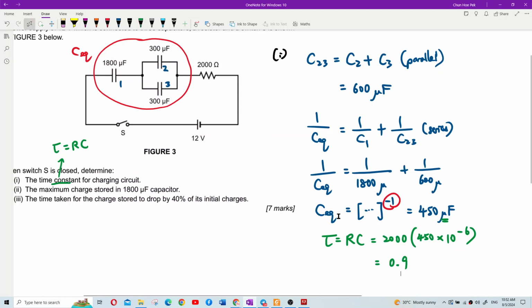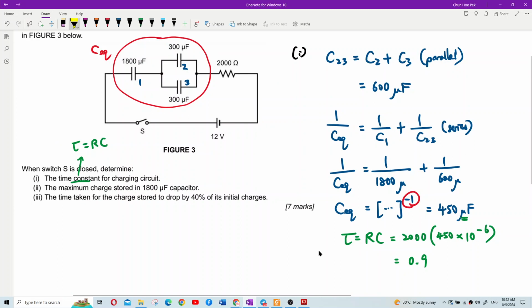Okay, what's the unit for time constant? That one also students don't know. What is the unit for time constant? It's stated there, it's a time. What's the unit for time? Second. That one some students cannot. They don't know the unit.